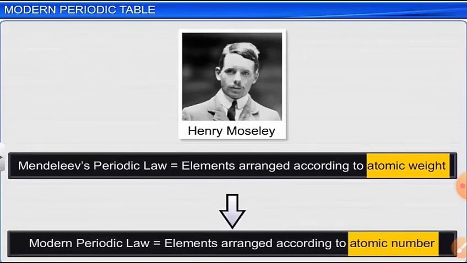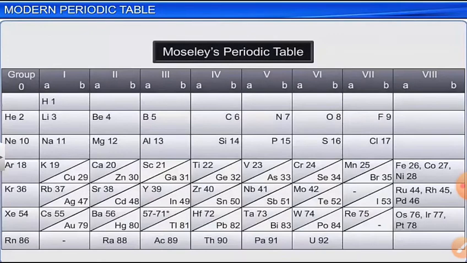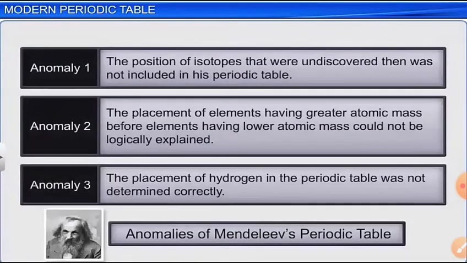called the modern periodic law, in which elements are arranged according to atomic number, and it states that the physical and chemical properties of elements are a periodic function of the atomic number. So as the atomic number changes, that is the number of electrons or protons changes, the properties will also change. This was the Moseley periodic table which was initially given, but later on it was modified and we have the long form of the modern periodic table.